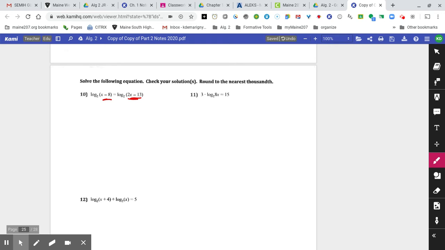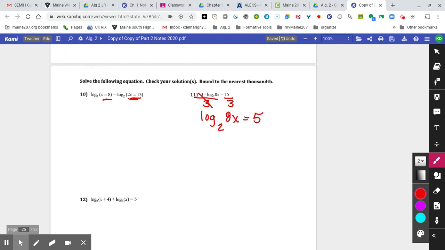But with number 11, this 3 that's multiplied in the beginning of that equation tells me that if it's multiplied by a logarithm, it had to go back to being a power. So we can put that back, or I can go ahead, and in this case, I should be able to just divide that 3 away. It won't hurt anything to divide the 3 away, and I'm left with the log base 2 of 8x is equal to 5. Now, I have a logarithmic equation, and in order to solve a logarithmic, I have to change it to an exponential. So here we go.